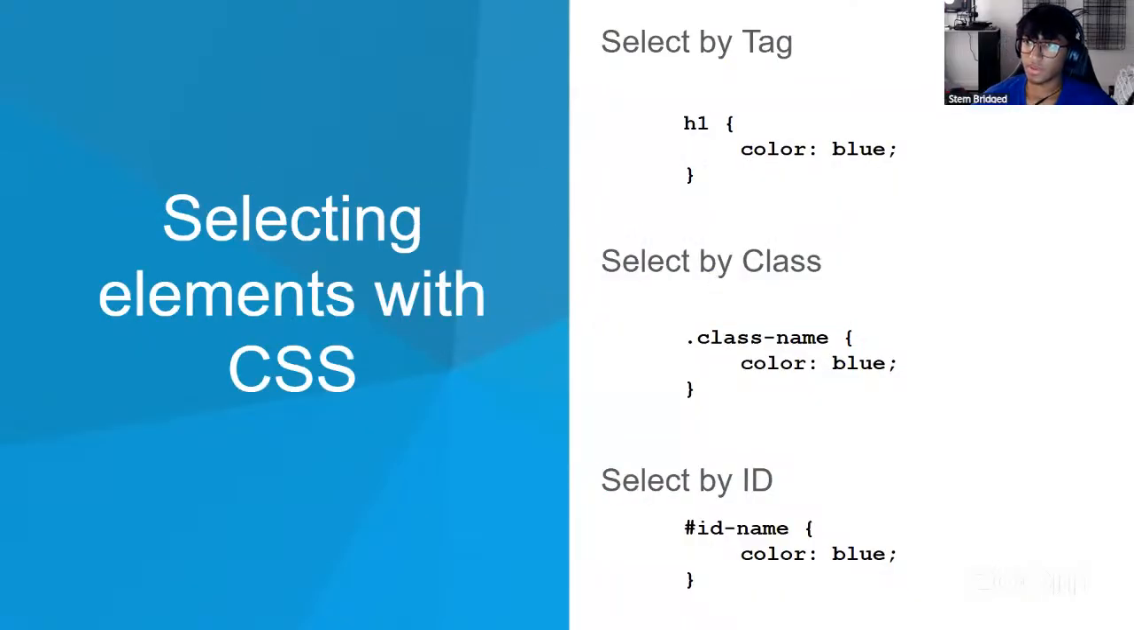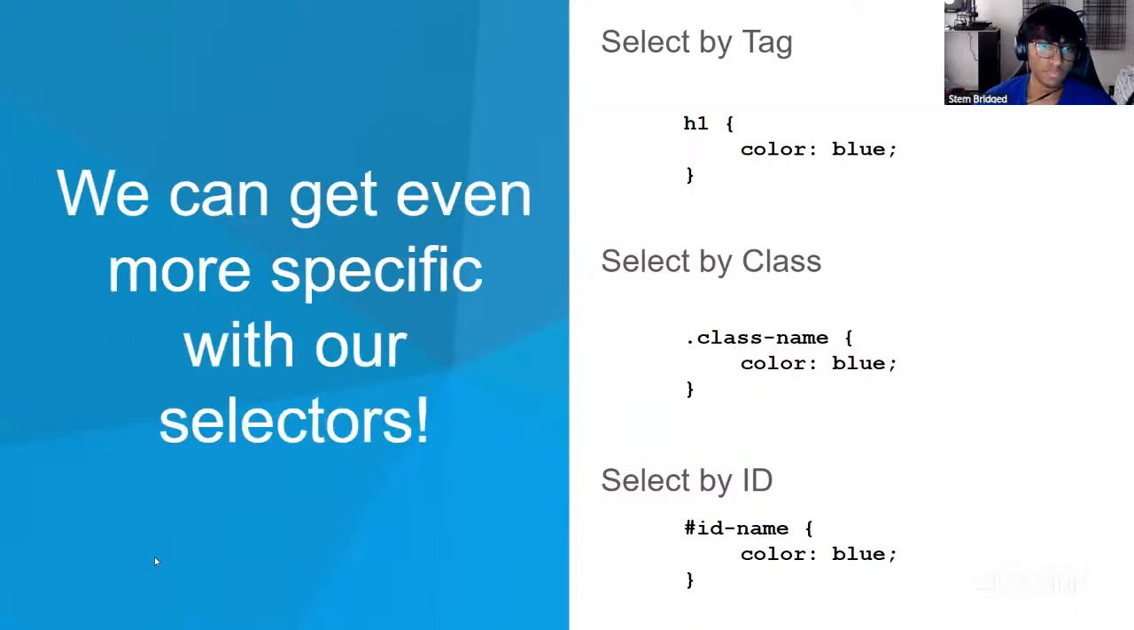So yesterday we learned about selecting elements with CSS, right? So we have H1 color blue that just selects by tag, right? So you're selecting every H1 element. We have select by class. Use a period, and then you have the class name. That's select by class, right? And then we have select by ID with the hashtag. We learned that yesterday. And we can get even more specific with our selectors, right?